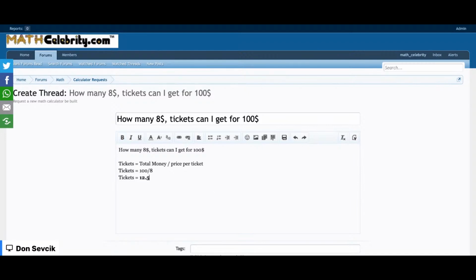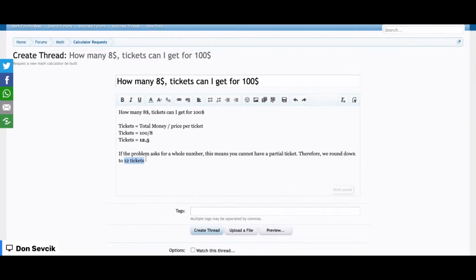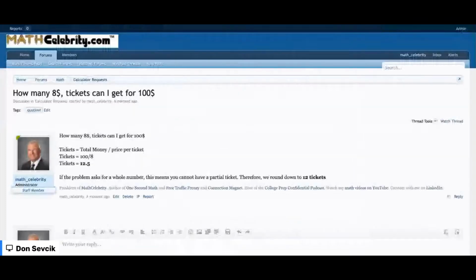Sometimes your class will ask you to give a whole number. You can't have a half ticket. If the problem asks for a whole number, this means you cannot have a partial ticket. So therefore, we round down to 12 tickets. I'll bold this too. So this is a simple quotient and we are done.